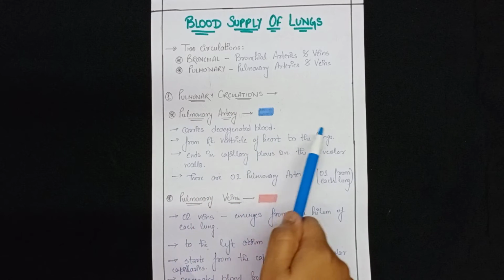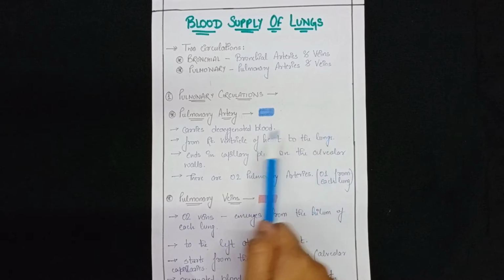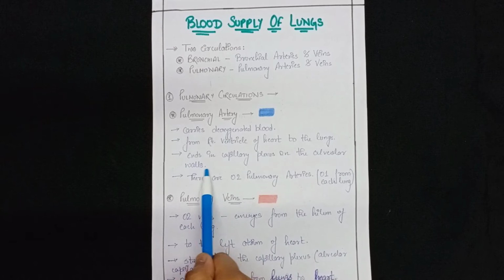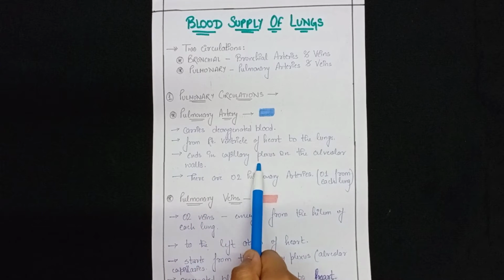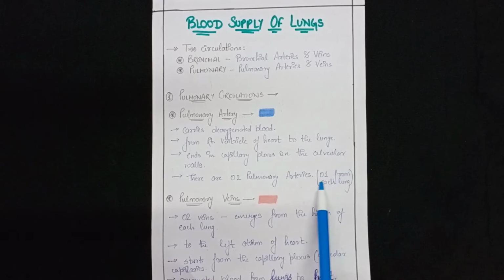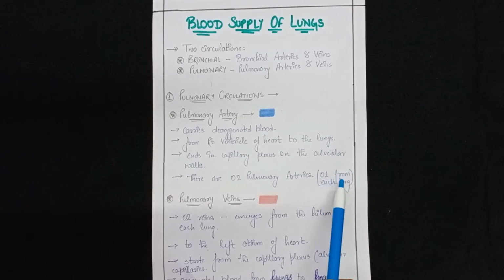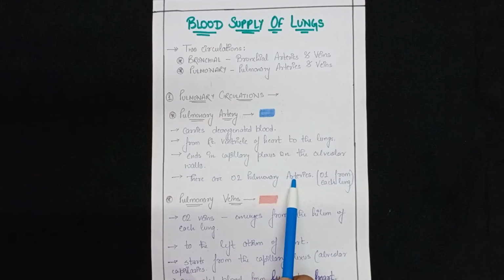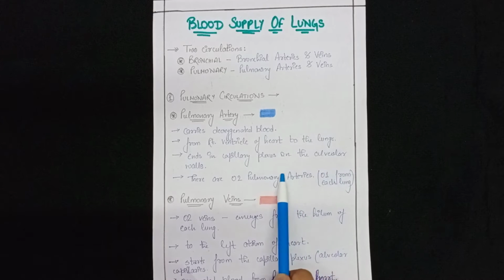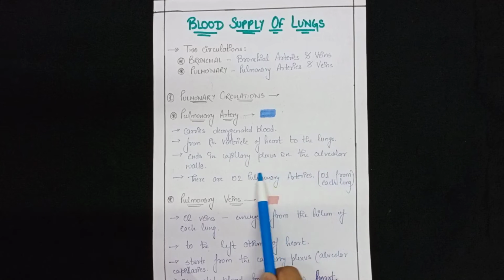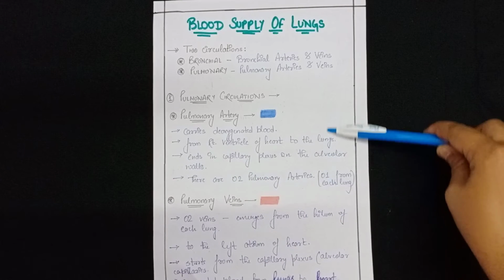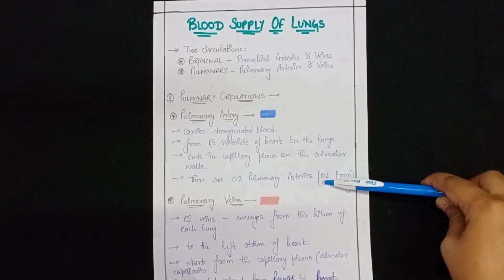And now, after reaching the lungs, it ends in the capillary plexus of the alveolar walls. Another thing that you need to know, we already read about this in the root of lung, that there are two pulmonary arteries, right? One in each side of the lung. So, left side we have one pulmonary artery, right side we have one pulmonary artery. So there are totally two pulmonary arteries. You will understand these points better when we go to the diagram explanation.